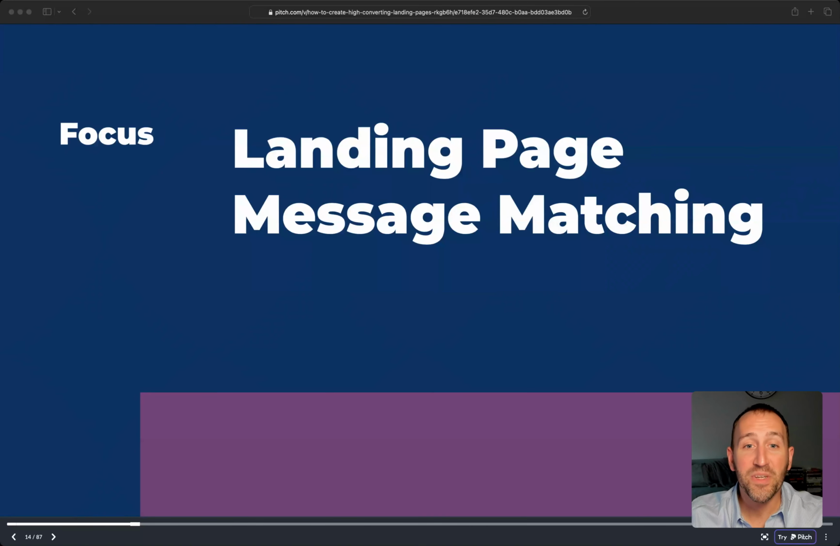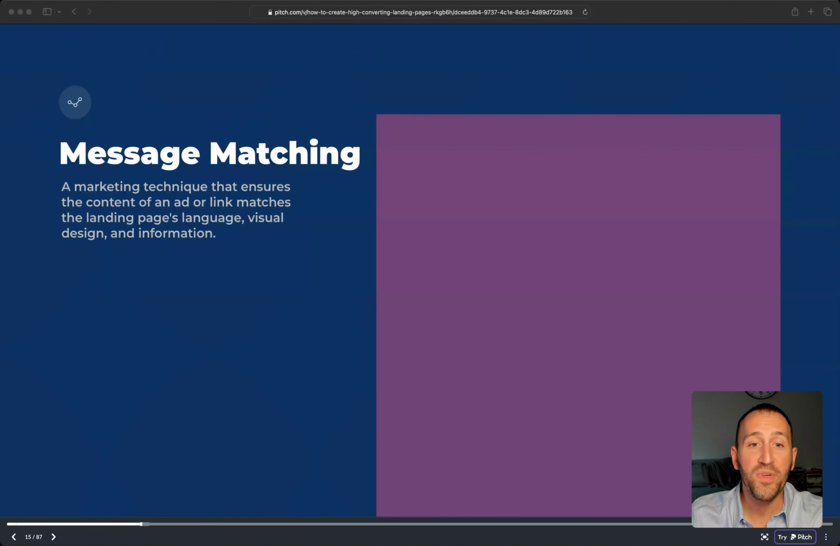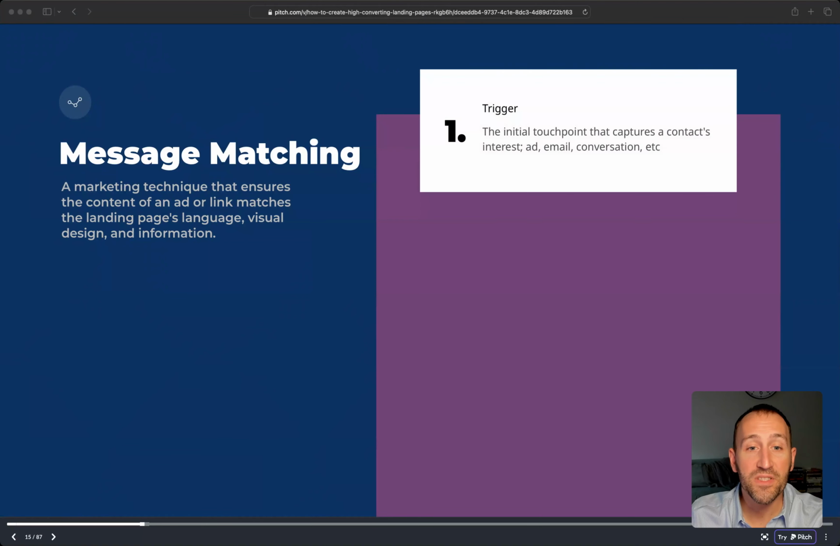Next up in the series, we'll be talking about how to match your landing page with the call to action that brought them there, or what the industry calls message matching. There are 3 things you need to remember when it comes to message matching, and if you watched the last video, you already know what they are: the trigger, the conversion point, and the follow-up. First up is the trigger.